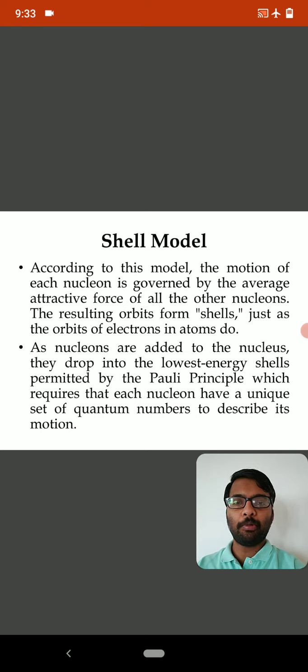We all know that Pauli's exclusion principle says no two electrons can have all the same four quantum numbers. Just like in the case of electrons, Pauli's exclusion principle is also applicable to nucleons, that may be protons or neutrons. So each proton or each neutron has a unique set of quantum numbers, which helps to describe its motion in those orbits or shells inside the nucleus.